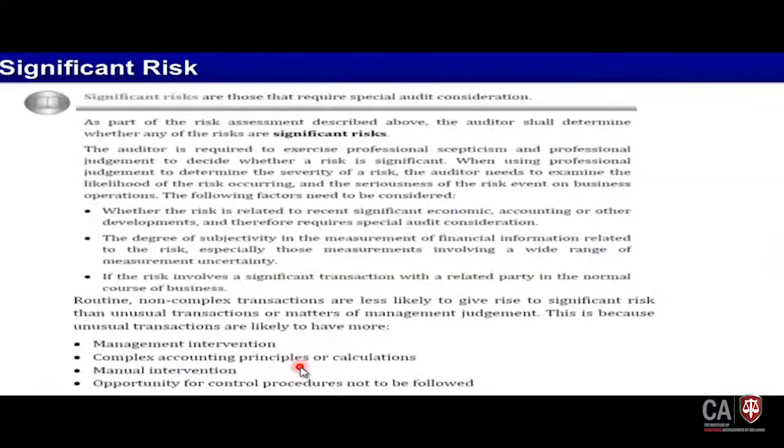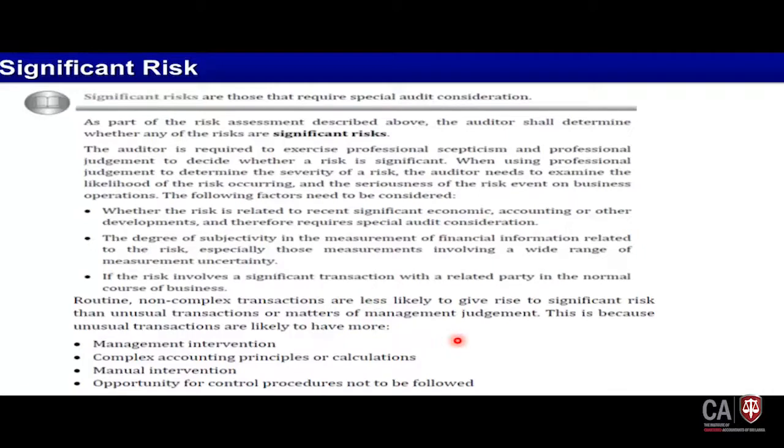I think it should be here. This one: non-routine. Routine non-complex transactions are less likely to be significant. So non-routine transactions are significant, and the other one is judgment, management judgment. So this is an explanation about that.